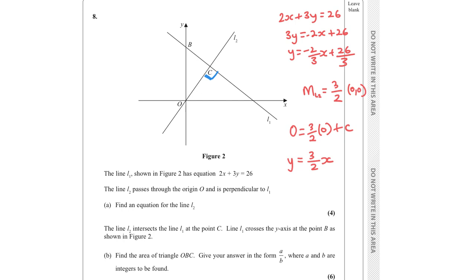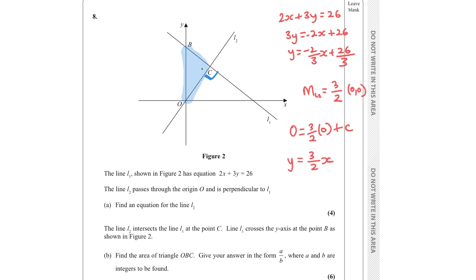The next says the line L2 intersects the line L1 at the point C and crosses the y-axis at the point B. Find the area of the triangle OBC, giving your answer in the form A over B, where A and B are integers to be found. So OBC, first of all, which triangle is this one? It's this one here.